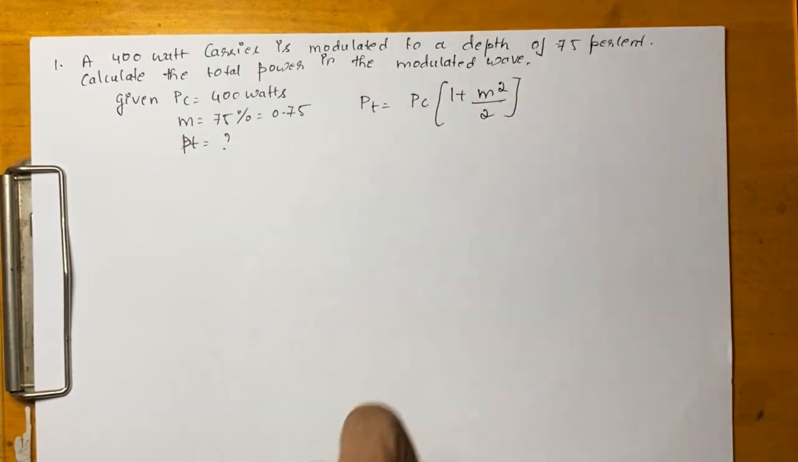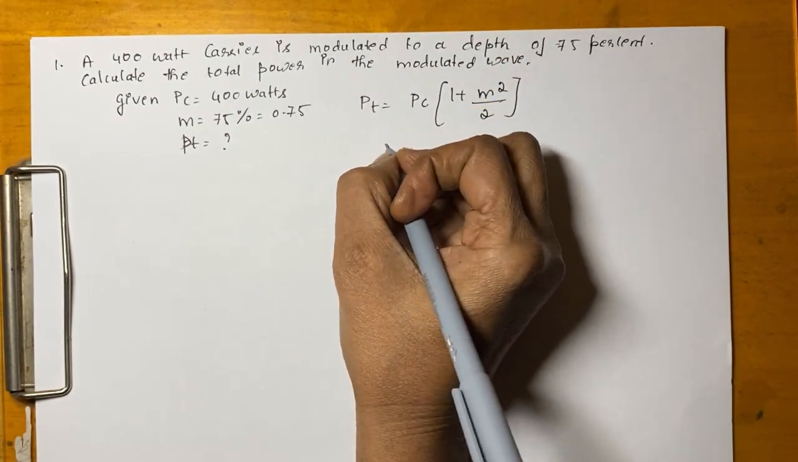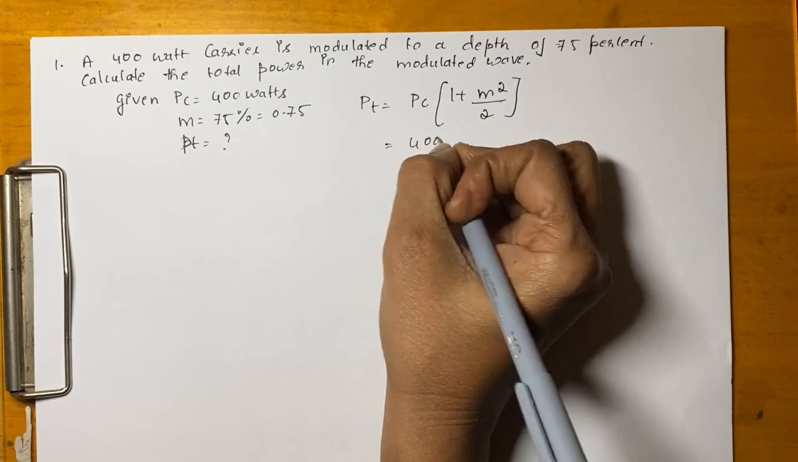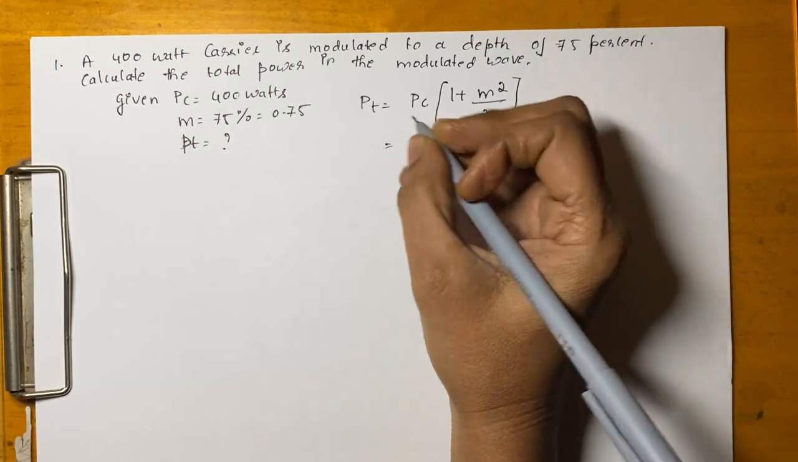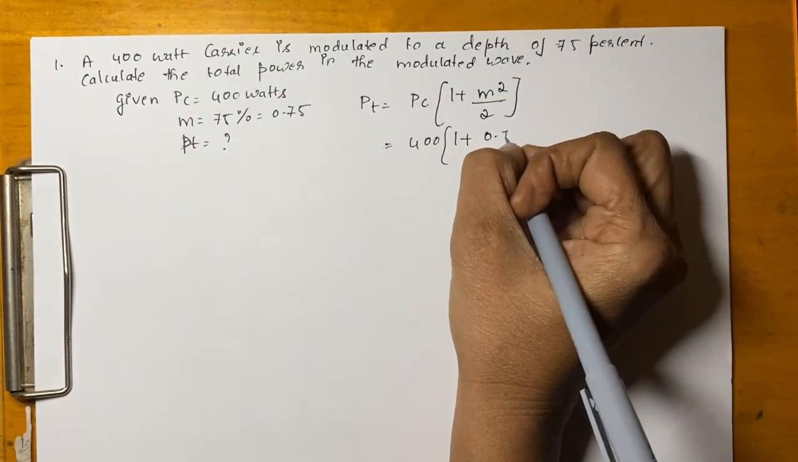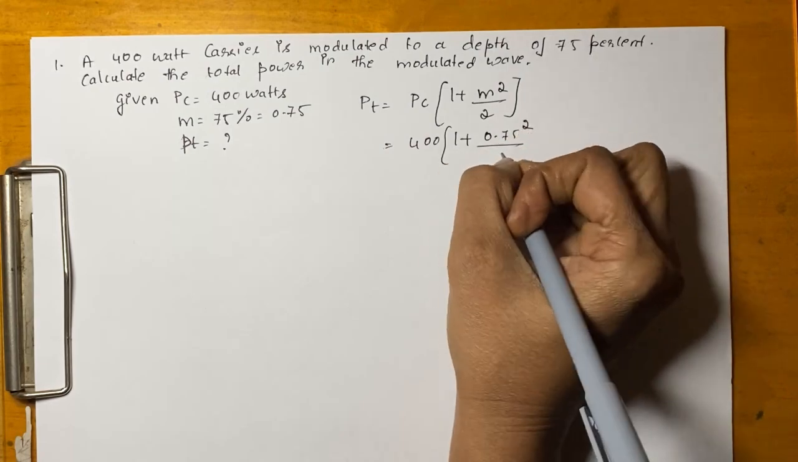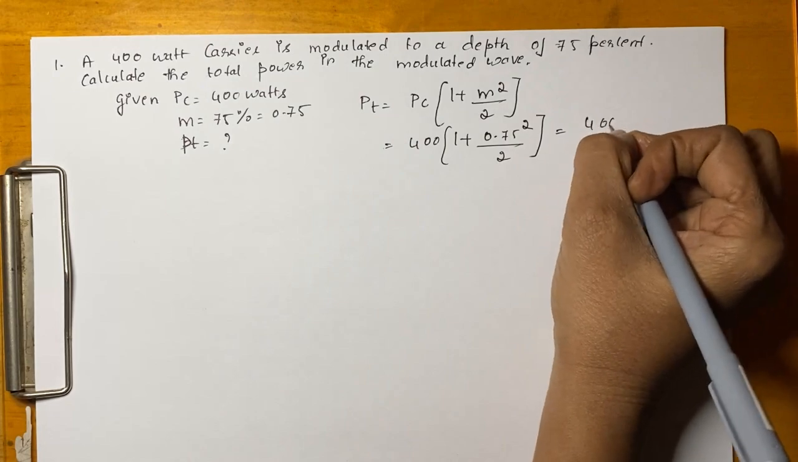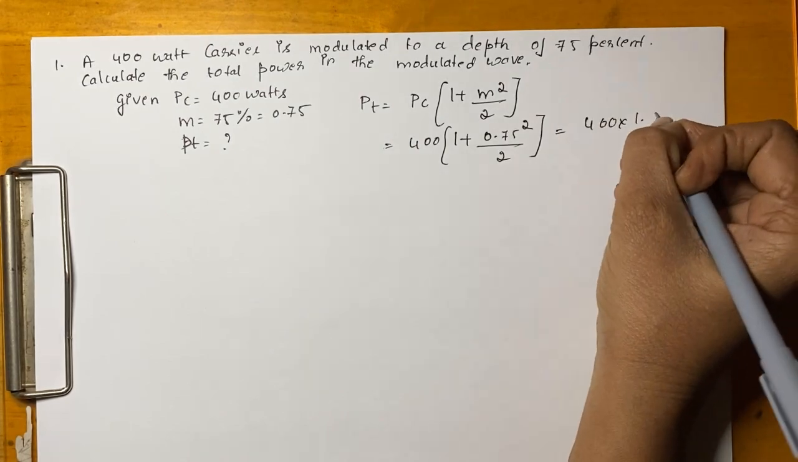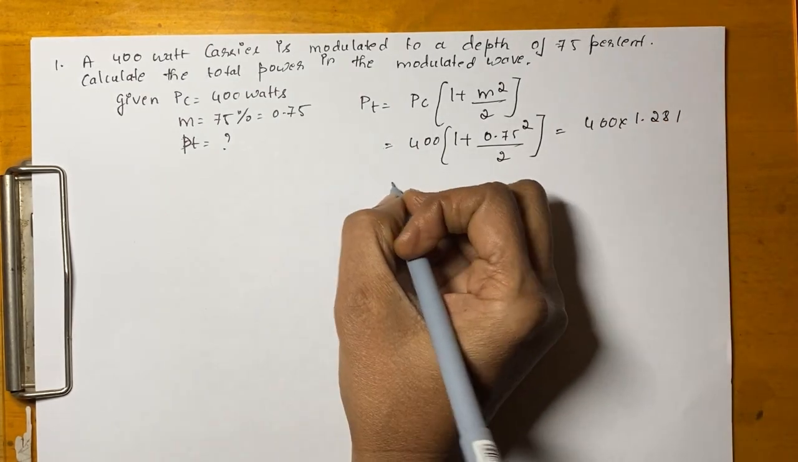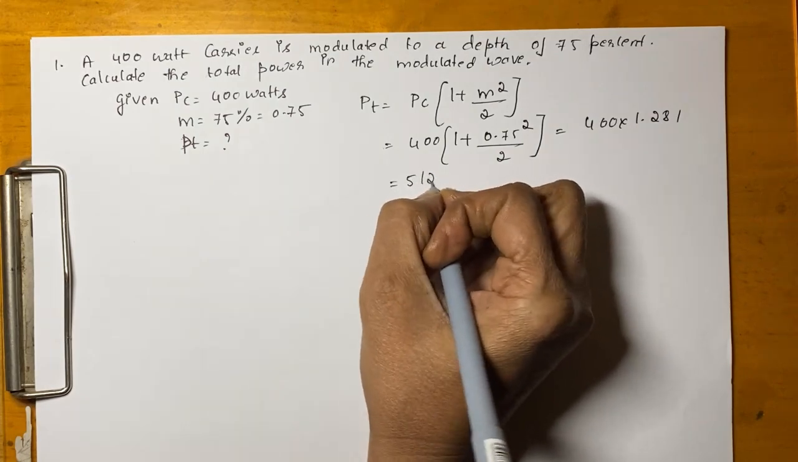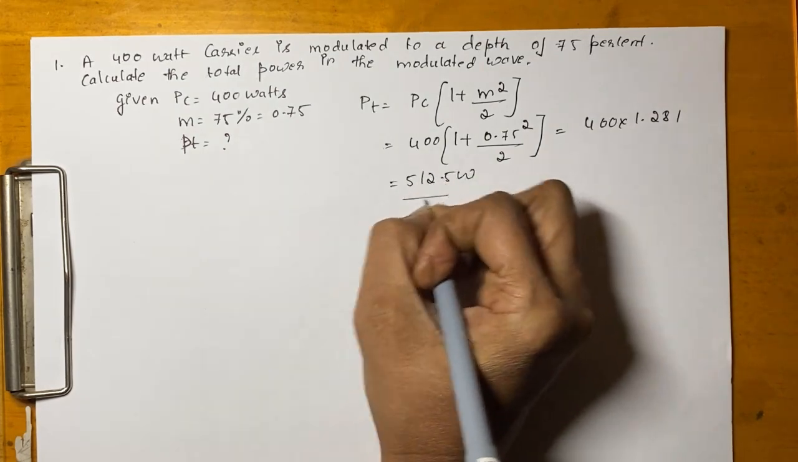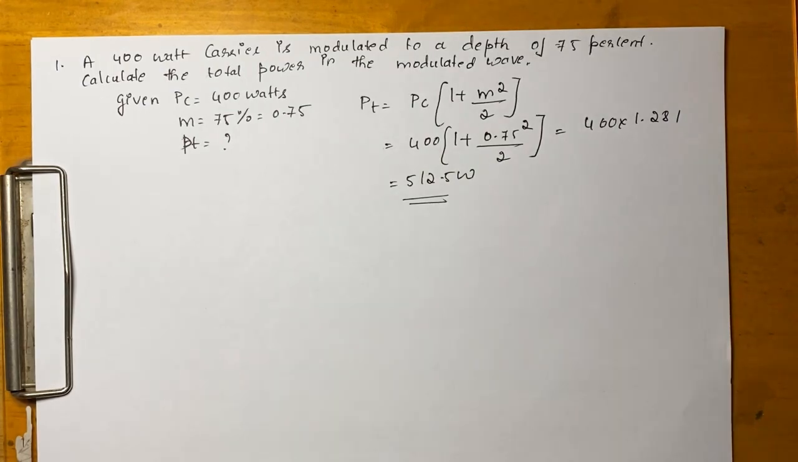Just substitute. It's a direct substitution problem. Substitute the values. PC is 400 into 1 plus m, which is 0.75, square divided by 2. So this is equal to 400 into, solving that, 1.281, which is equal to 512.5 watts. So this is the total power of the AM wave.